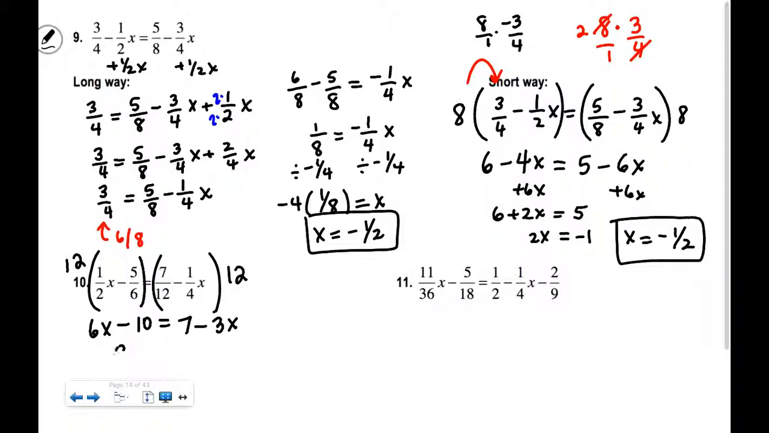So when I add the 3x, I get 9x on the left. I'm going to add the 10 over, I get 17. So my answer is x equals 17 over 9. That's it. All right, you guys want to try number 11? Start it out. See if you can get that first step at least.